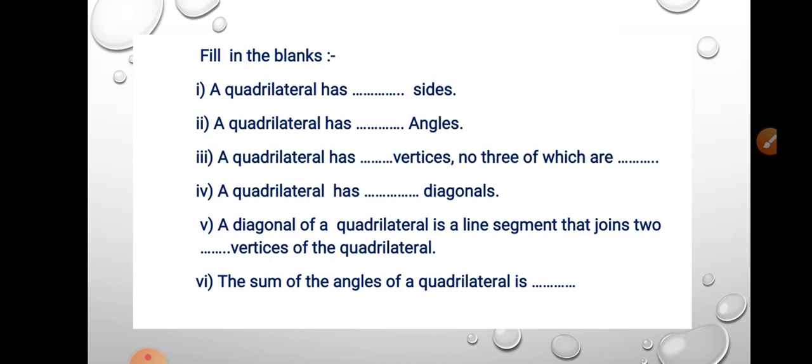Now check your answers. The first one is 4, the second one is also 4, the third one is 4 and collinear, the fourth one is 2, the fifth one is opposite, and the sixth one is 360 degrees.